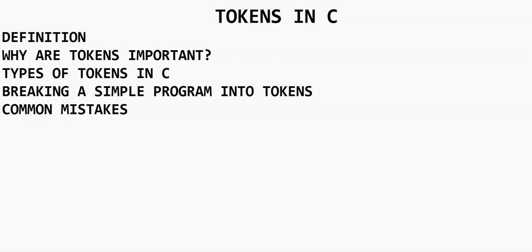In today's video, we are going to discuss tokens. In the previous video, I said that one of the jobs of the compiler is to break the program into small tokens. Now, we will discuss what the definition of a token is, why tokens are important, what the types of tokens in C are, and how the compiler actually breaks the program into tokens. Also, we will get an overview of that. And the most important thing in this video is the common mistakes that beginners usually make.